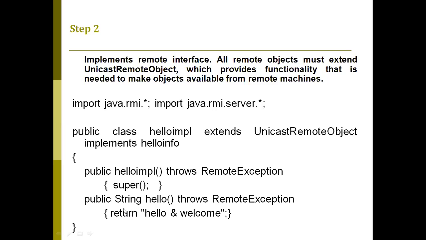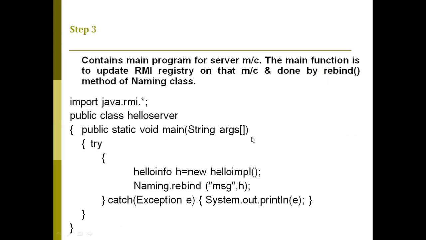So here I have to write public String hello() throws RemoteException, and whatever logic I have to write, I have to define it over here. Then as the return type is String, I'm saying return hello and welcome. So this will be my second step. So I'm going to write a class that extends UnicastRemoteObject and implements the step 1 interface.